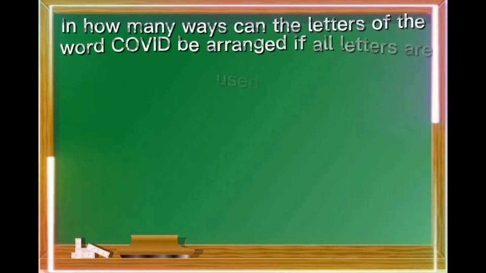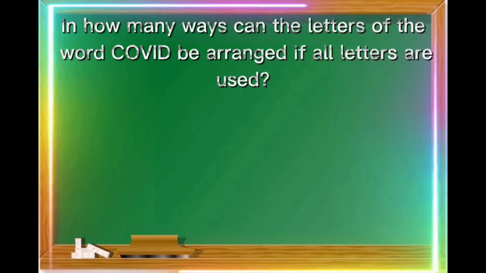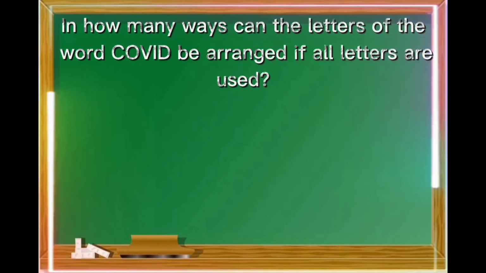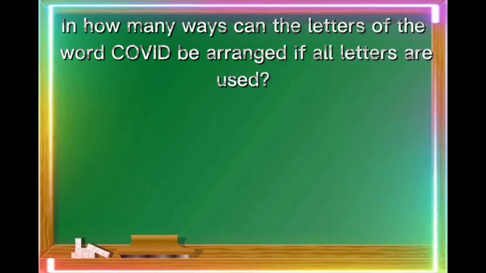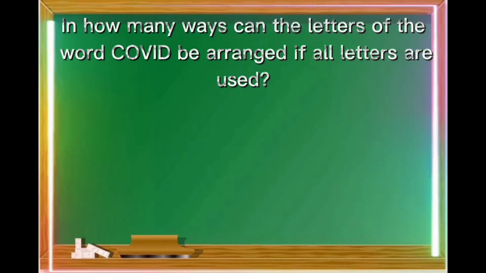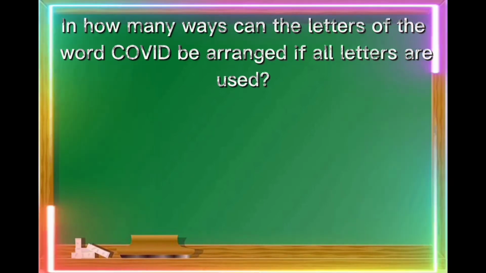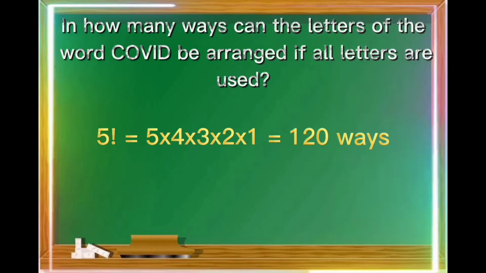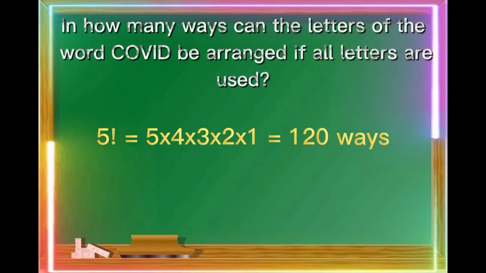Another example. In how many ways can the letters of the word COVID be arranged if all letters are used? Any guess? That's great. The answer is 120 arrangements. For the solution, since COVID has 5 letters without repetition, then we will use the factorial notation where n is equal to 5. Therefore, the solution will be n factorial is equal to 5 times 4 times 3 times 2 times 1. That is equal to 120 arrangements.